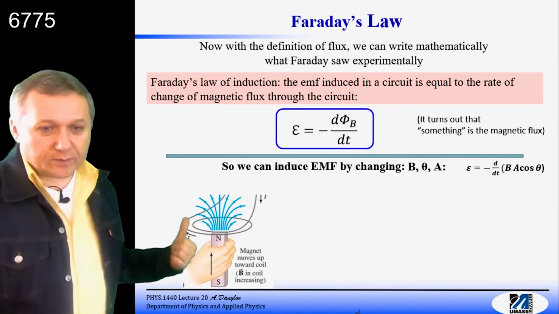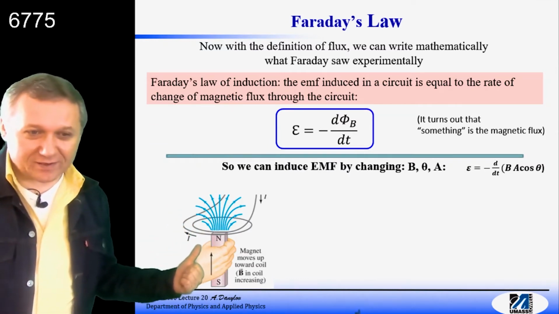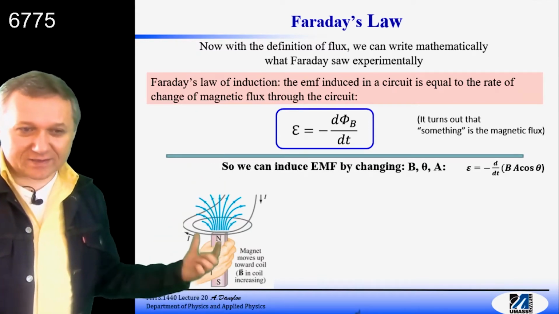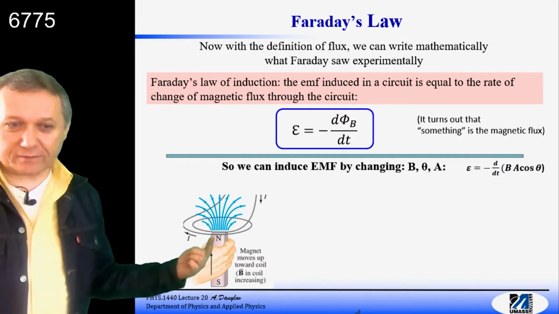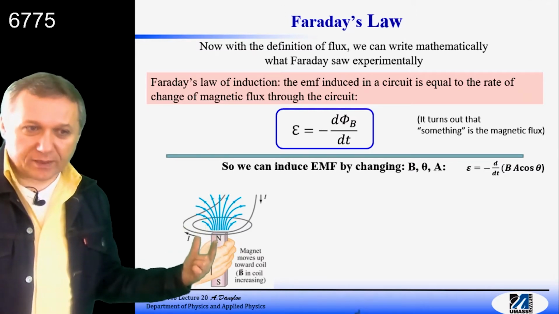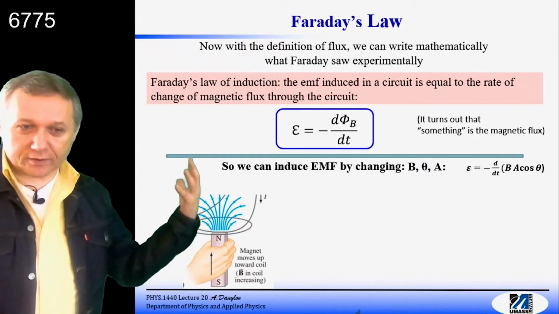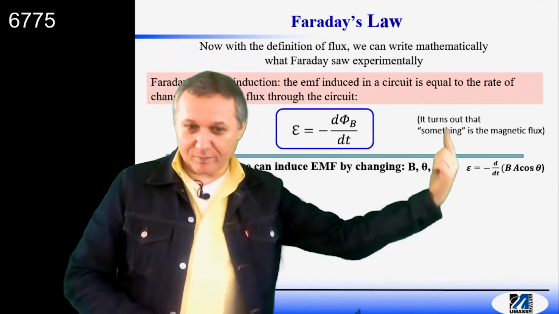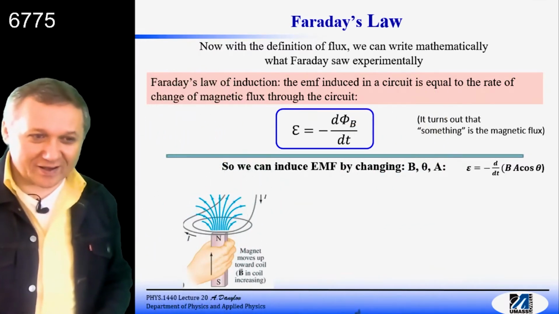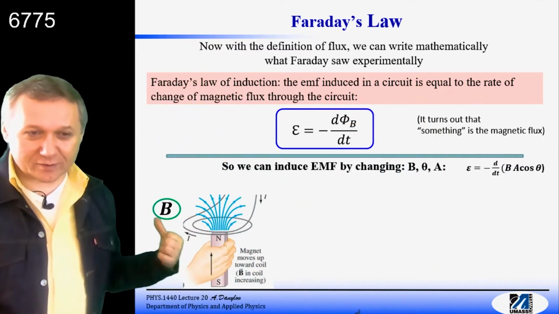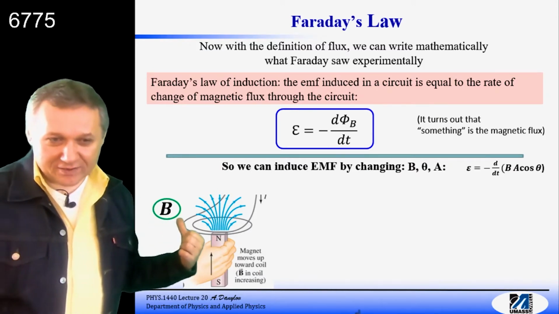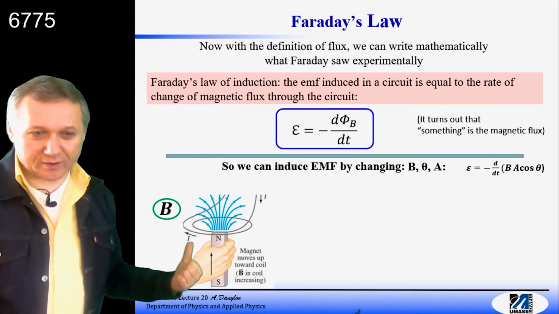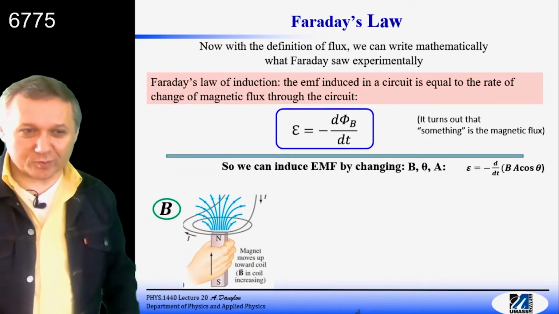Like in the demonstration which we discussed at the very beginning, if you have a loop and you move the permanent magnet, the major parameter which is going to produce EMF is the magnetic field. The magnetic field is getting stronger through the loop. So B is changing in time because you move the magnet closer and closer to the solenoid. In this case, the changing magnetic field is going to produce EMF, and as a result, induced current is going to flow in the loop.